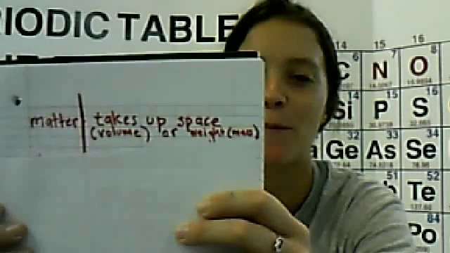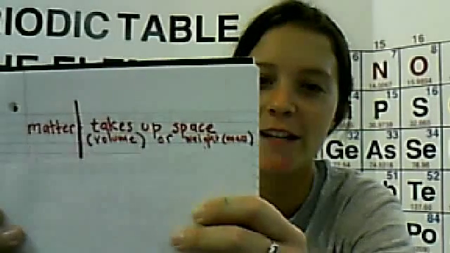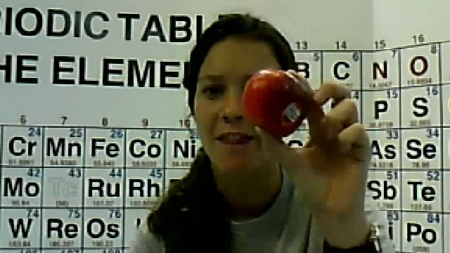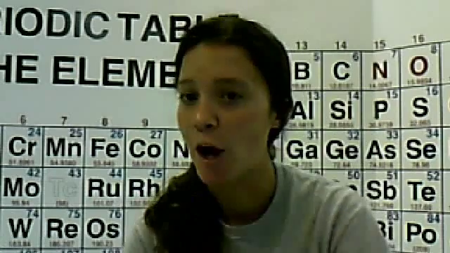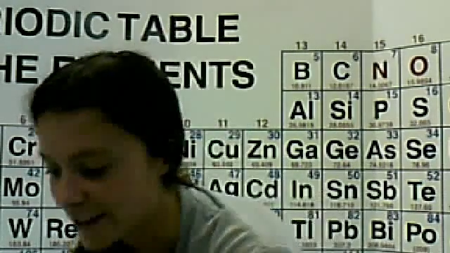And when we take up space, that really is volume in science, and weight is really mass. Everything in the universe is made of matter, and it just depends on what matter is inside of it that makes everything look so different. So, for example, this apple is made up of carbon and oxygen and hydrogen. And if we switch the elements around, we might get something that looks or tastes or feels different.